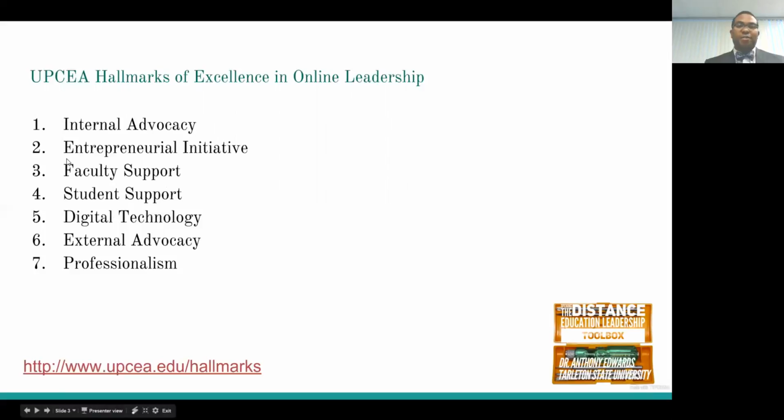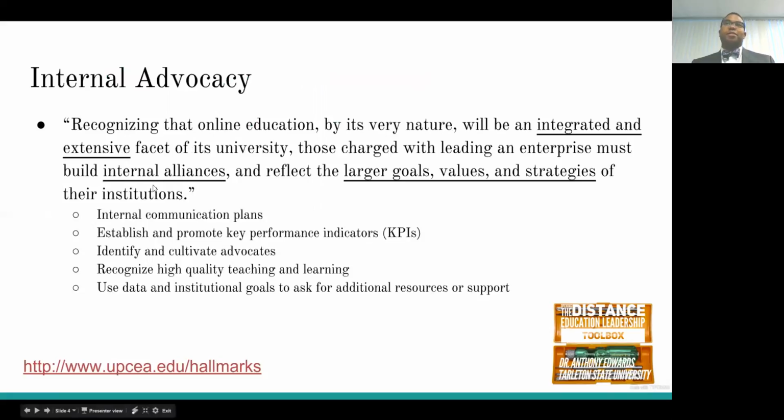So what are these hallmarks of excellence? You can find them at upcea.edu/hallmarks. There are 7 hallmarks. They are internal advocacy, entrepreneurial initiative, faculty support, student support, digital technology, and external advocacy, as well as professionalism, which is the last one. So internal advocacy, let's start there.